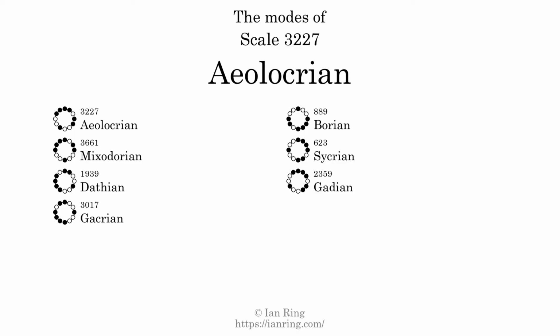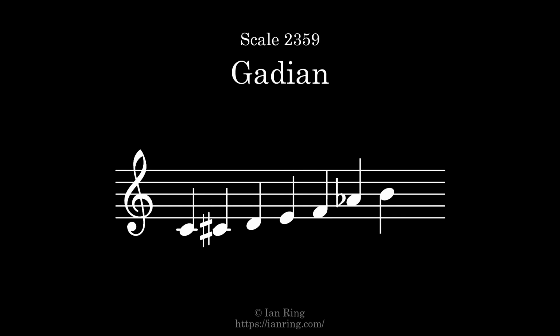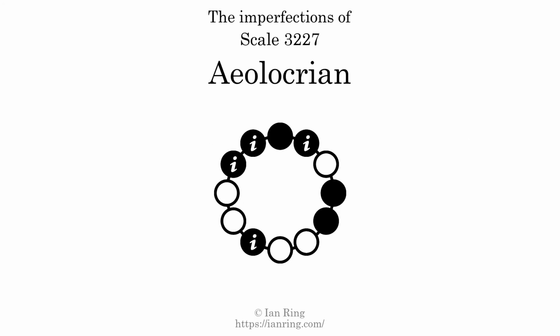The seventh and last mode is scale 2359, also known as Gadian. It sounds like this. Imperfections are tones that have no tone a perfect fifth interval above them. This scale has 4 imperfections. They are at positions here, here, here, and here.